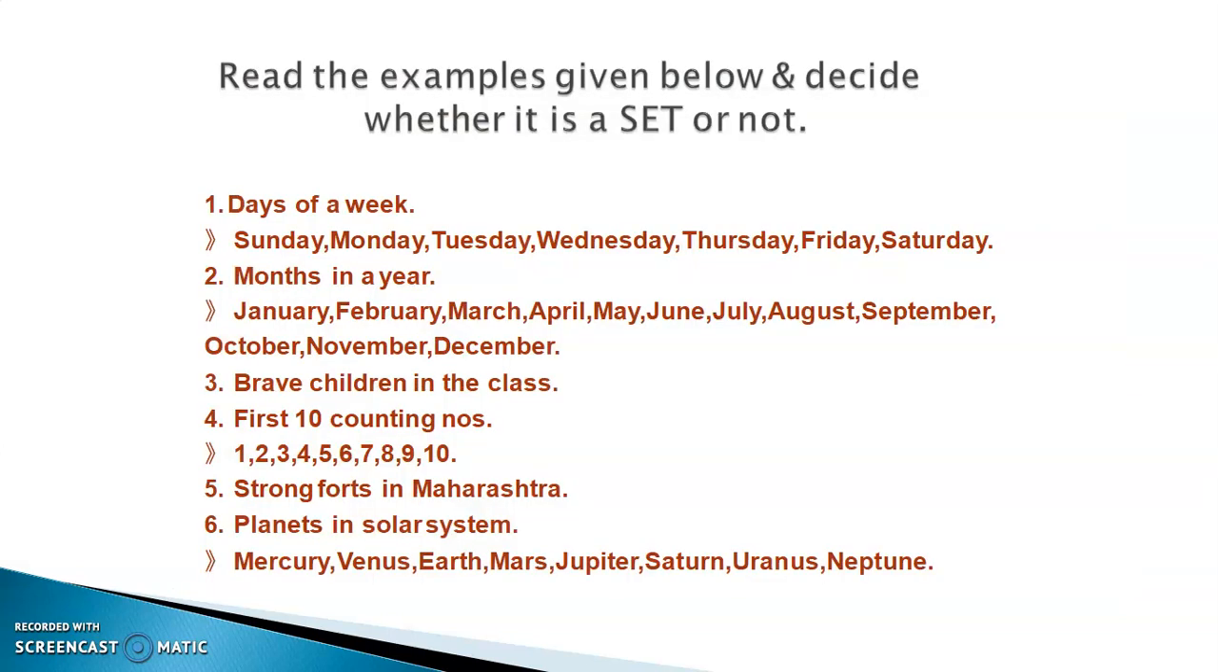See the examples given below and decide whether it is a set or not. For example 1 and 2, that is days of the week and months in a year, you will get the same list from different people. Hence, it is a set. But in example 3 and 5, that is brave students in a class and strong forts in Maharashtra, the list may vary from person to person, so it is not a set.